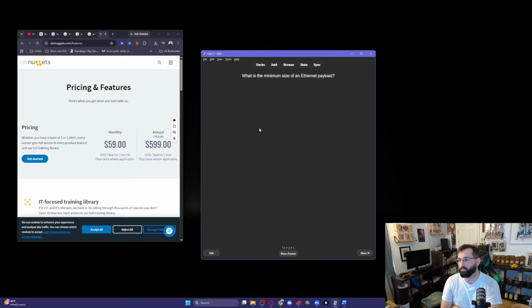Okay. What is the minimum size of an Ethernet payload? Isn't it? I want to say it's 42, but I don't think it's 42. I think it's like 86. Dang it. Man, I'm getting railed. What two messages are used in ARP? The request and sender. Oh, the reply.